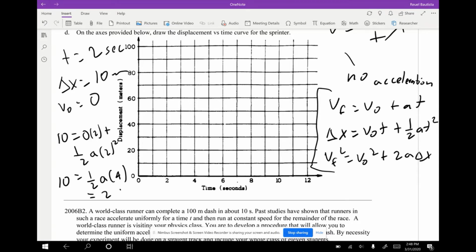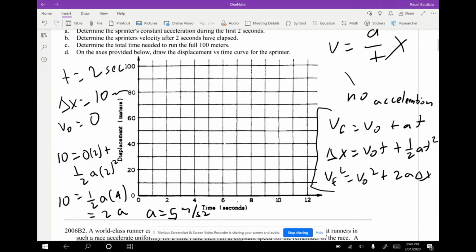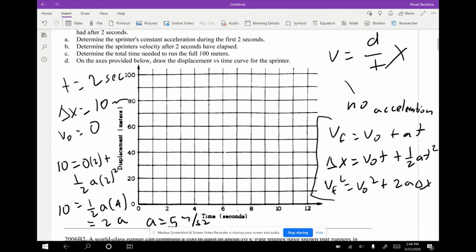And that's it, right? So we figured out the first part of the problem. For the first 2 seconds, the runner was moving at an acceleration of 5 meters per second squared, right? That should be pretty simple. Okay, so that we know. So now let's figure out what's going on with the rest of the time.